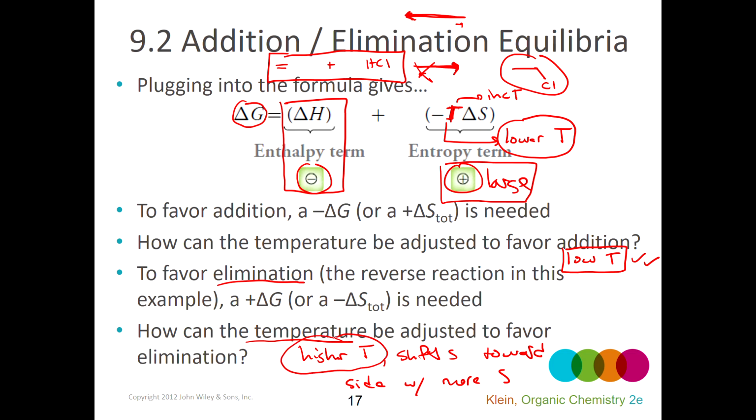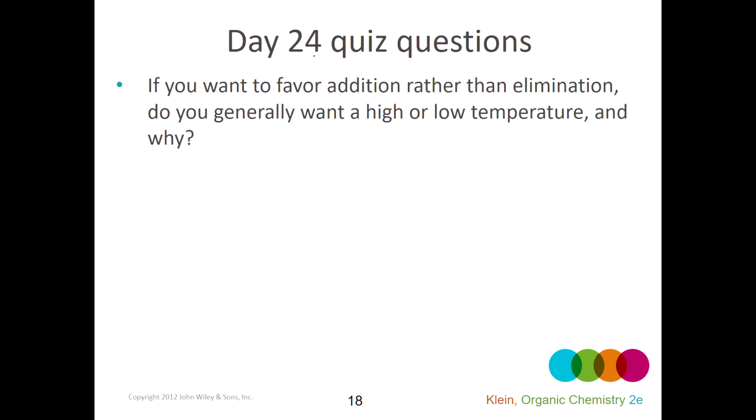Increasing the temperature helps it to get to equilibrium faster, and it makes sure that the equilibrium will favor the side with more entropy as much as possible. So that's a nice thing about this. I can make the equilibrium favor whichever side I want depending on how I adjust the temperature. And so that helps with the second quiz question.